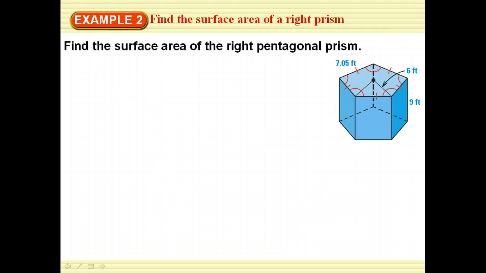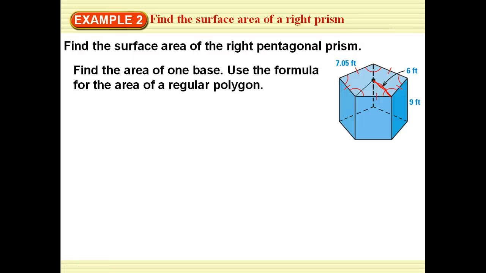Find the surface area of this right pentagonal prism. Okay, notice what I've got. The pentagon has a radius. Remember, we get our radius from the center to a vertex on the pentagon. Radius of 6 feet. The sides of the pentagon are 7.05 feet, and the prism has a height of 9 feet. So I'm going to find the area of one of the bases.